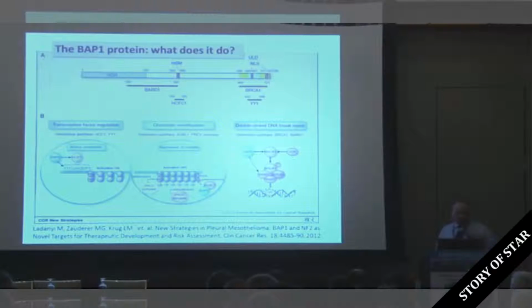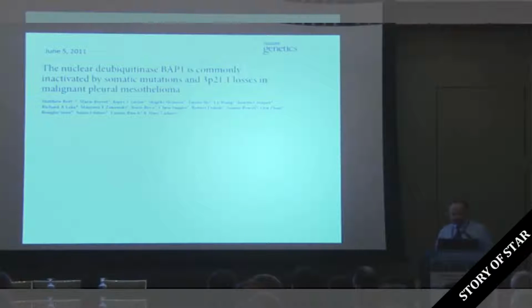Now, what does the BAP1 protein do? Actually, I'm not going to talk about that at all. This is one of the messages I want to leave you with is that this is so new that there are still many more questions and answers. So BAP1 seems to be involved in different cellular processes. Now, at this point, we don't know which is the key process that makes the loss of this gene significant to the biology of mesothelioma.